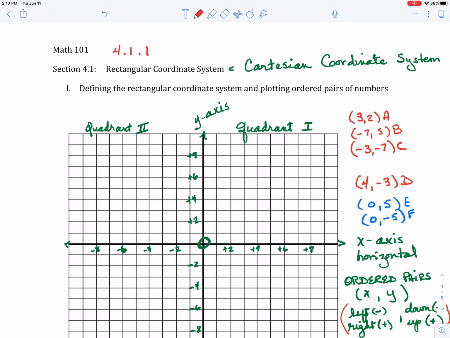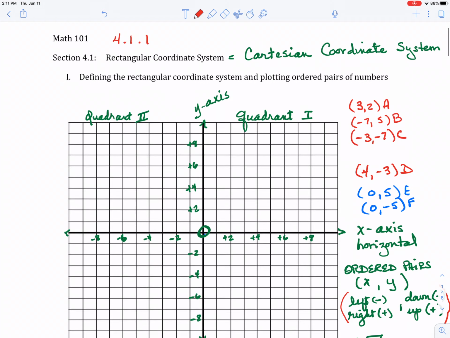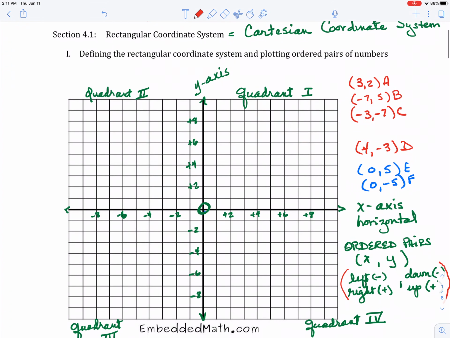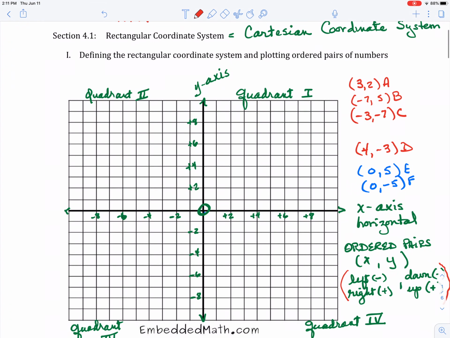You'll sometimes hear me call it a grid. It's also called the Cartesian coordinate system because it was first introduced, we believe, by a man named René Descartes, who was a Frenchman. And you've probably seen a grid like this before, a rectangular coordinate system. And I wanted to just identify some of the important components.